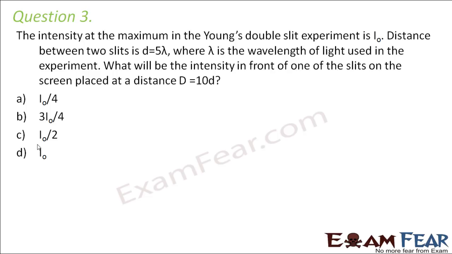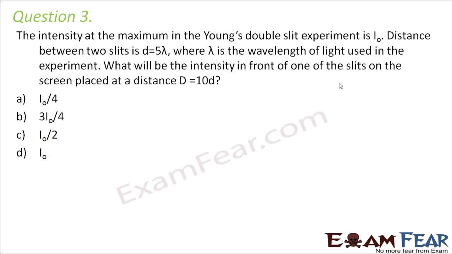Now let's look at question number 3. The intensity at the maximum in the Young's double slit experiment is I0. The distance between two slits is d is equal to 5 lambda, where lambda is the wavelength of light used in the experiment. What will be the intensity in front of one of the slits on the screen placed at a distance capital D is equal to 10d?